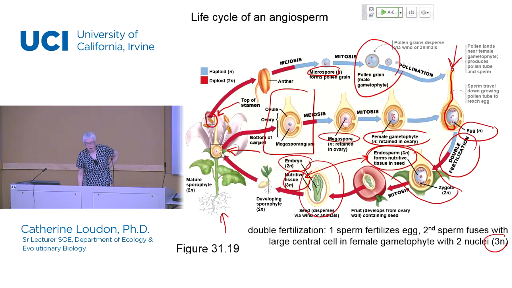This ovary, this structure down at the bottom of the flower, is what then develops into the fruit itself. So the fruit surrounds the seeds. The seed, or seeds, depending on the kind of fruit, is then part of this overall larger structure, which is the fruit.